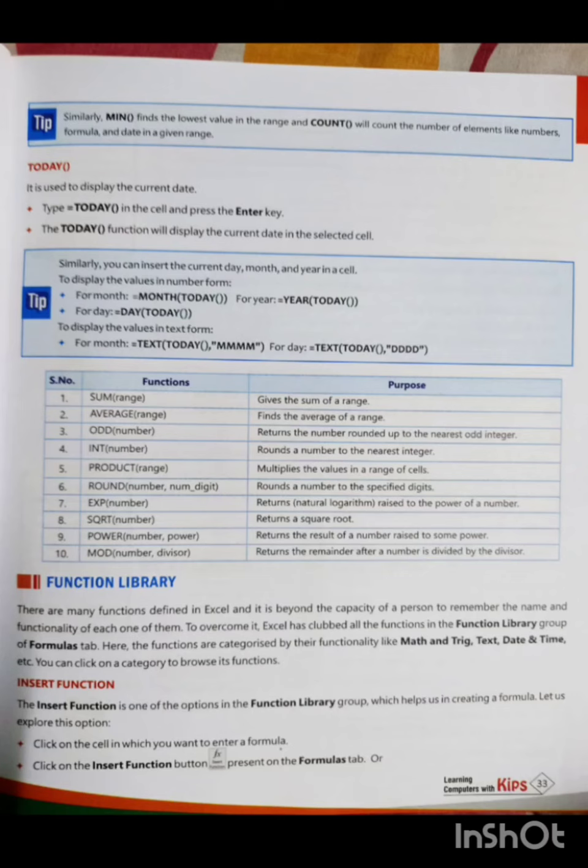Next is the Function Library. What is the Function Library? There are many functions defined in Excel, and it is beyond the capacity of a person to remember the name and functionality of each of them. It is very hard, almost impossible, for a human being to remember all the functions. So to overcome that, Excel has clubbed all the functions in the Function Library group of the Formulas tab. From that you can choose any type of function.